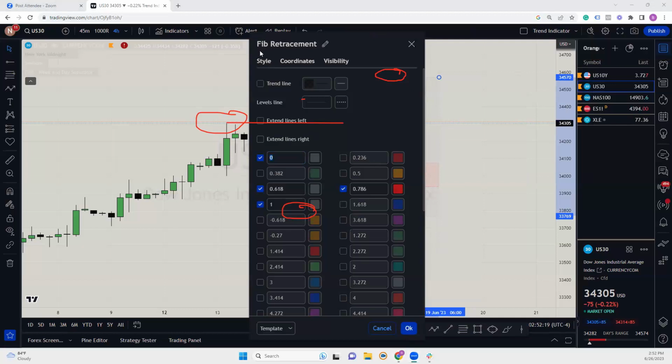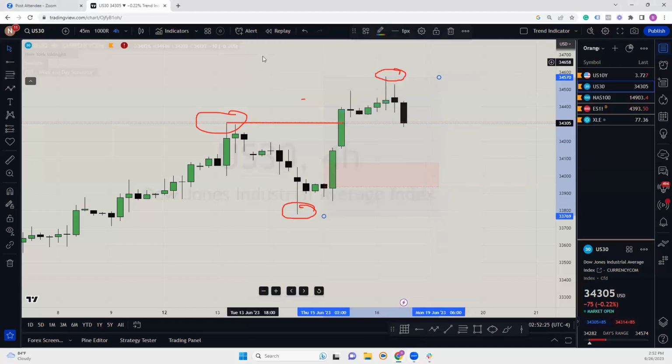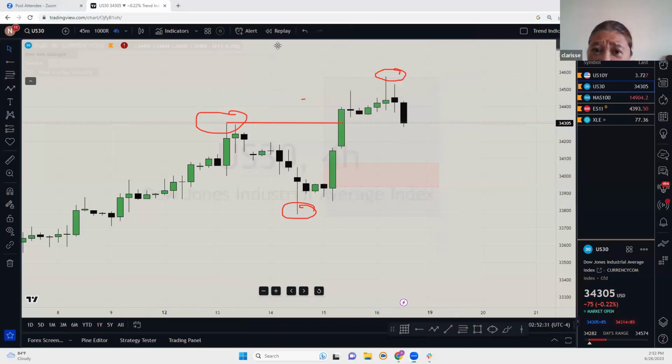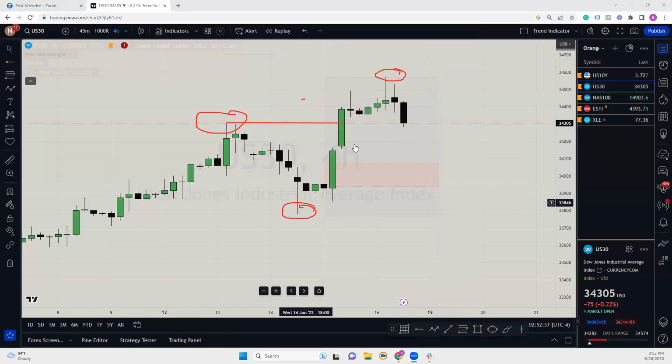Fibonacci. We use the Fibonacci to help us to identify. Basically, I use the tools to help me to identify where it is. How come that's possible? I just want to know where the 50% of this low to the high is.